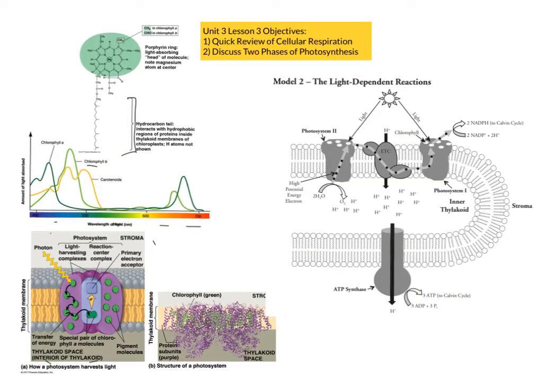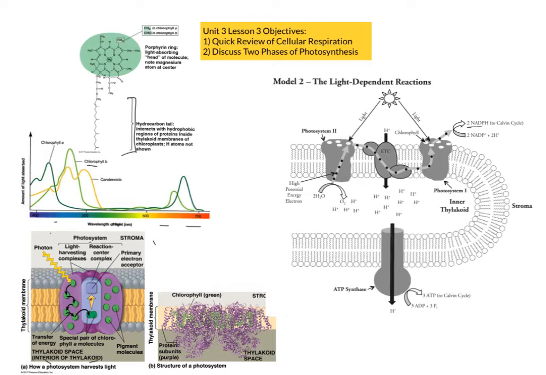So let's start with the light dependent reactions, that first phase that is occurring inside of the thylakoid stacks. The main purpose of the light dependent reactions is to harvest energy from the sun in order to excite electrons that can be used for the creation of ATP as well as NADPH, which we'll talk about in a moment.